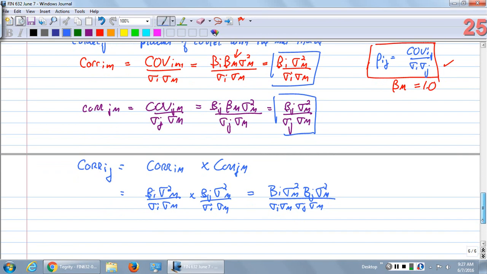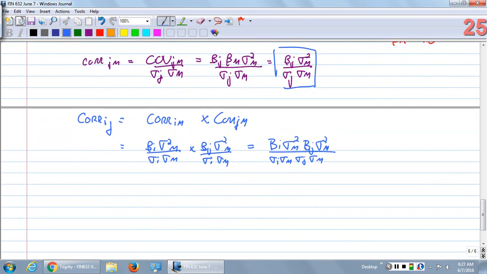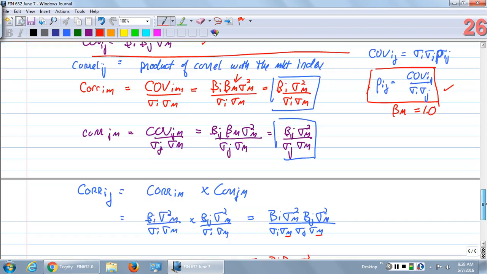Seems like a big formula, doesn't it? I don't know why they don't simplify it a little bit. I'm going to go ahead and simplify it just a little bit because we've got some sigma m's. I've got sigma m squared in the denominator. So I'm going to rewrite this to be beta I times beta J times the variance of the market divided by sigma I sigma J. So that's how we can calculate correlation between two assets.